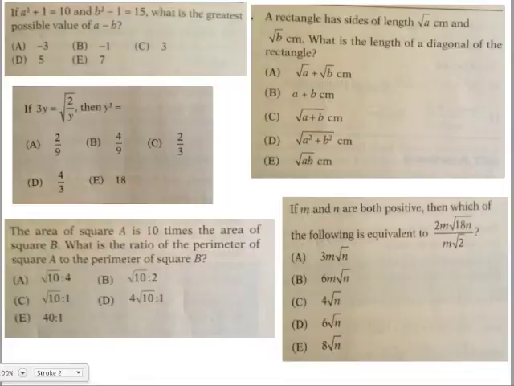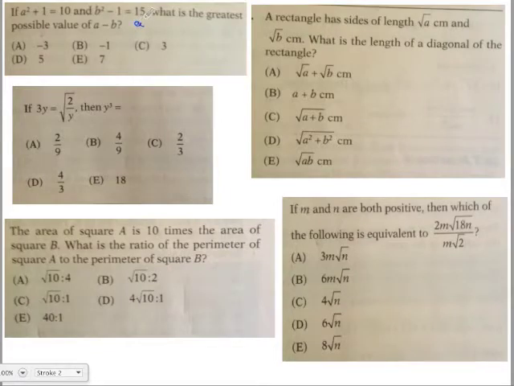Okay, moving forward, I would like you to pause the video and try these problems on your own. Okay, so the first one: a squared plus 1 equals 10, b squared minus 1 equals 15. What is the greatest possible value of a minus b? In other words, what is the difference between the two values?